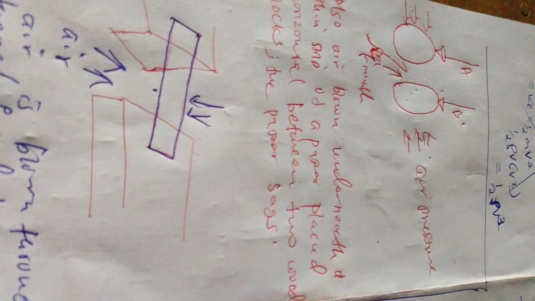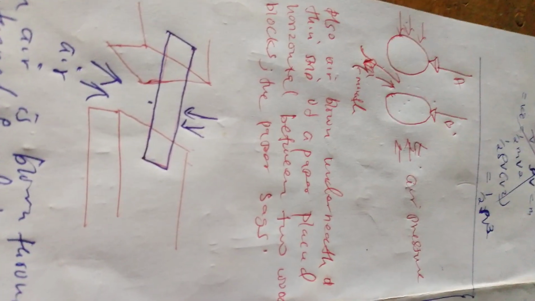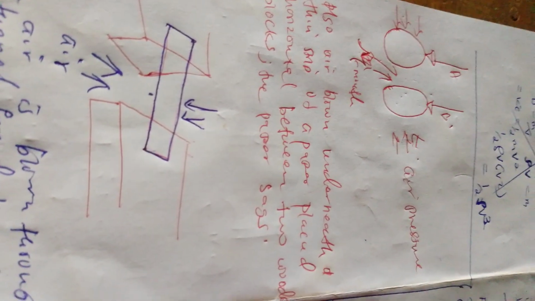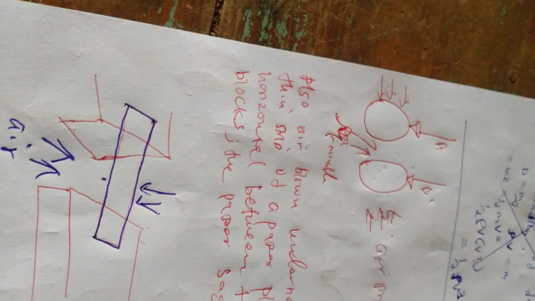So in that case, the higher the velocity, the lower the pressure, and the lower the velocity, the higher the pressure, and vice versa is true.